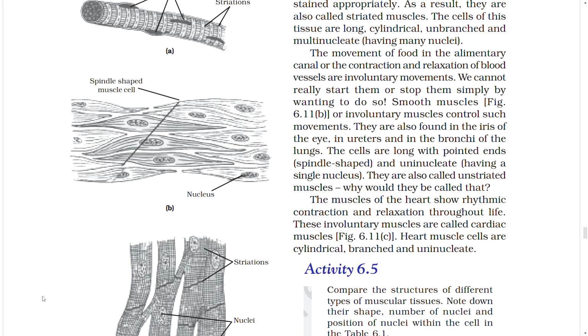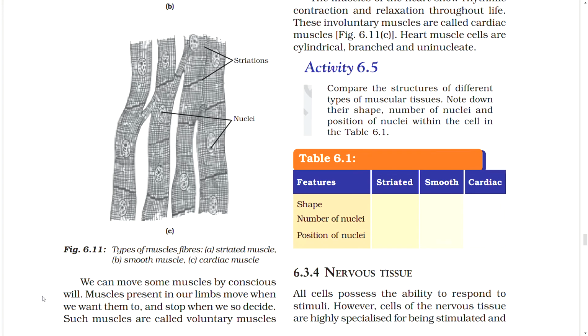The muscles of the heart show rhythmic contraction and relaxation throughout life. These involuntary muscles are called cardiac muscles, figure C. Heart muscle cells are cylindrical, branched, and uninucleate. Activity 6.5. Do this. Compare the structures of different types of muscular tissues. Note down their shapes, numbers of nuclei, and position of nuclei within the cell in table 6.1. Table features: striated, smooth, cardiac; shape, number of nuclei, position of nuclei.